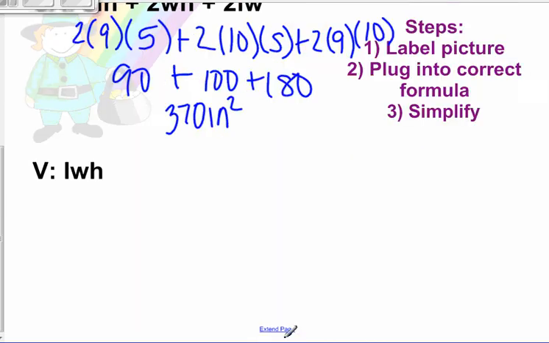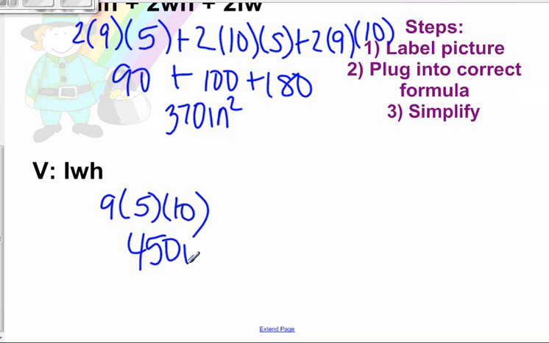Lastly is volume. Volume is length times width times height. So we're going to have 9 times 5 times 10. All right, put all of our numbers together there. And we're going to get 450 inches cubed. A lot of this is just plugging and chugging and going right along. Now that you have seen my first example there, I would like you to fill out the second one on your own. My notebook will be up on the front stool, so if you want to check your answer, please go and check that.